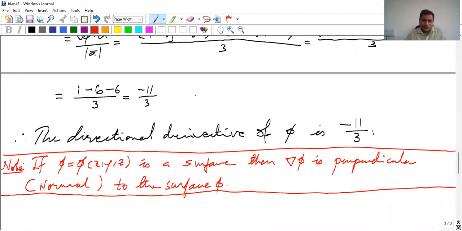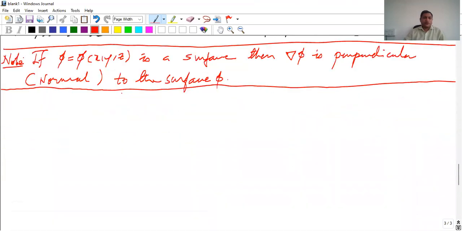When we say two vectors are perpendicular to each other, their dot product is 0. So if two vectors are perpendicular, then their dot product is 0. Okay, so we have to consider the dot product. So let us try an example.